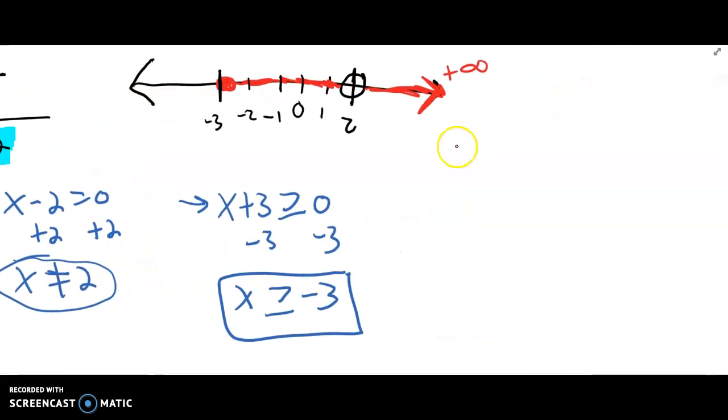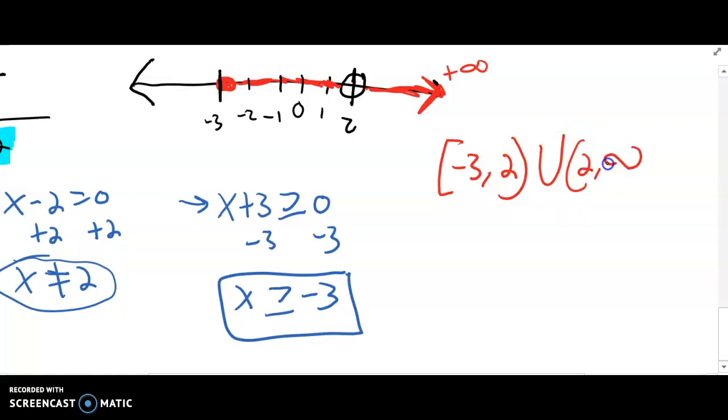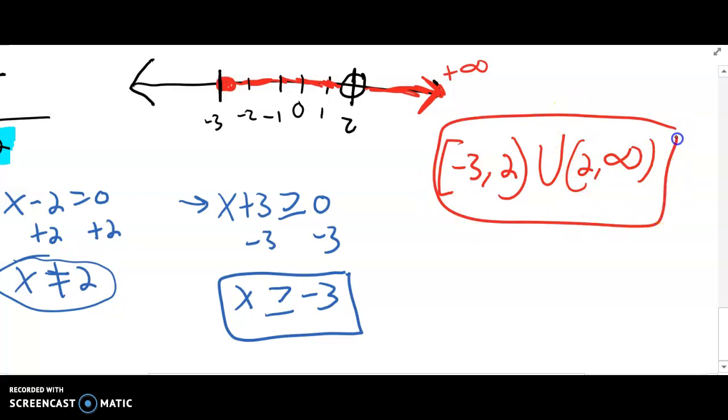So our final answer is include negative 3 to 2, parentheses to not include, union 2 to infinity. That's everything for today, guys. Thanks.